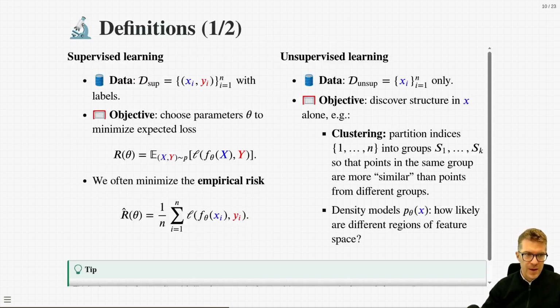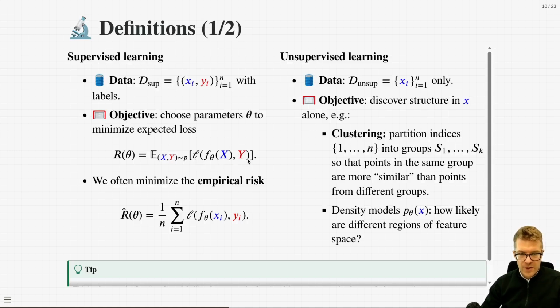Definitions. This is going to be important for you to come back to. Supervised learning first. In supervised learning, our data consists of inputs, x sub i, and labels or outputs, y sub i. For n data points, we'll call this data set script D sub sup for supervised. So our objective is to choose the parameters theta to minimize the expected loss. Again, the loss is going to be a difference or an error that we want to minimize. Here, the prediction of the model f sub theta given an input x is one quantity. We want to compare that against the actual observations y, which are the true labels.